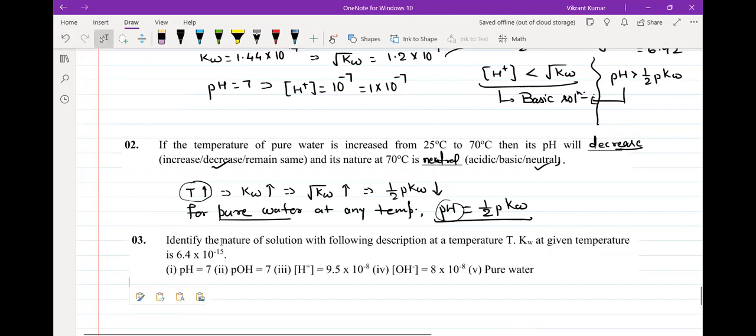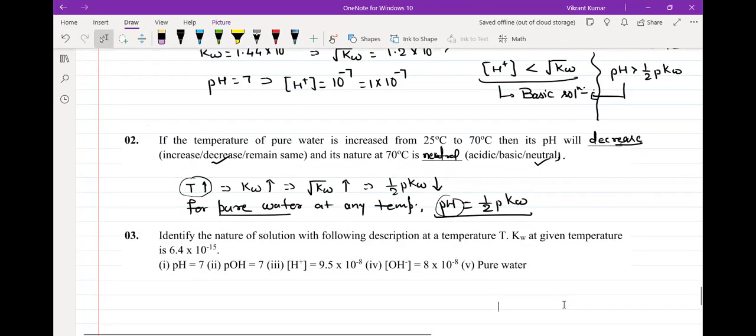Solve this one. There are 5 questions, not options.